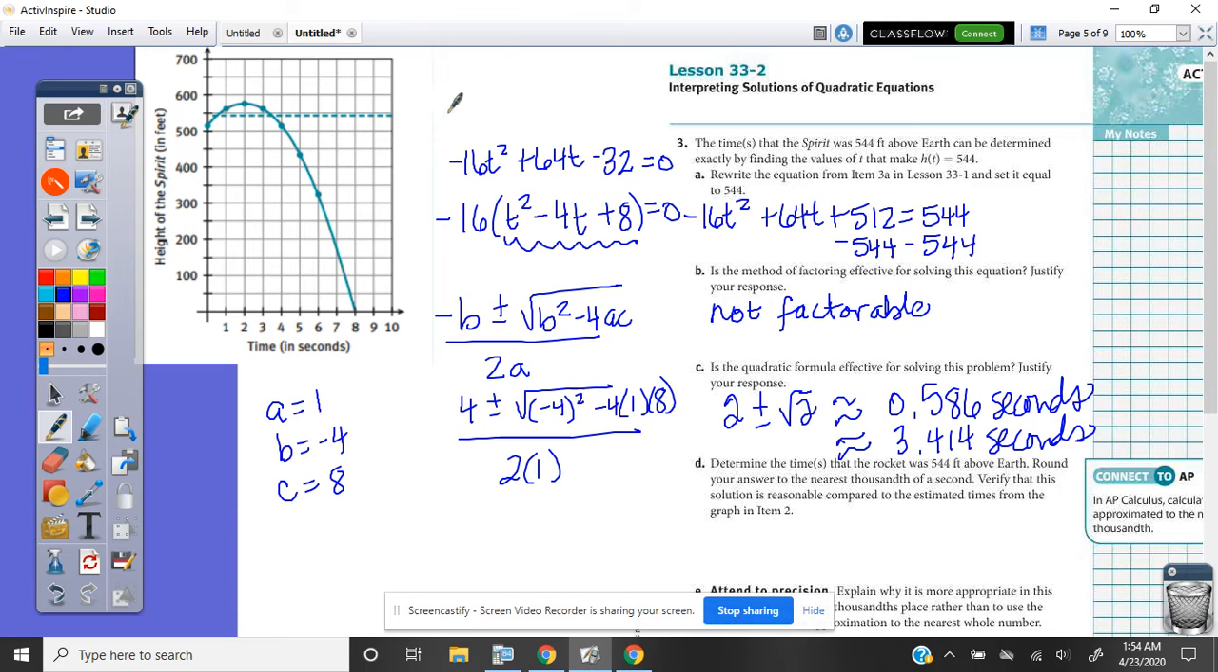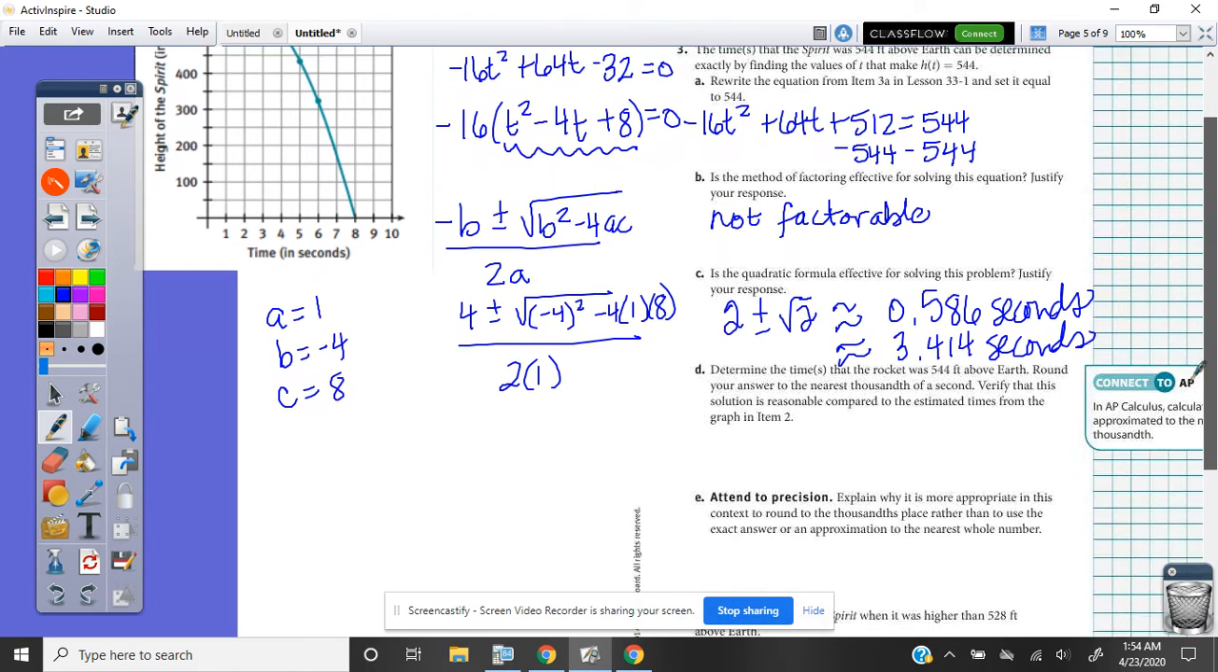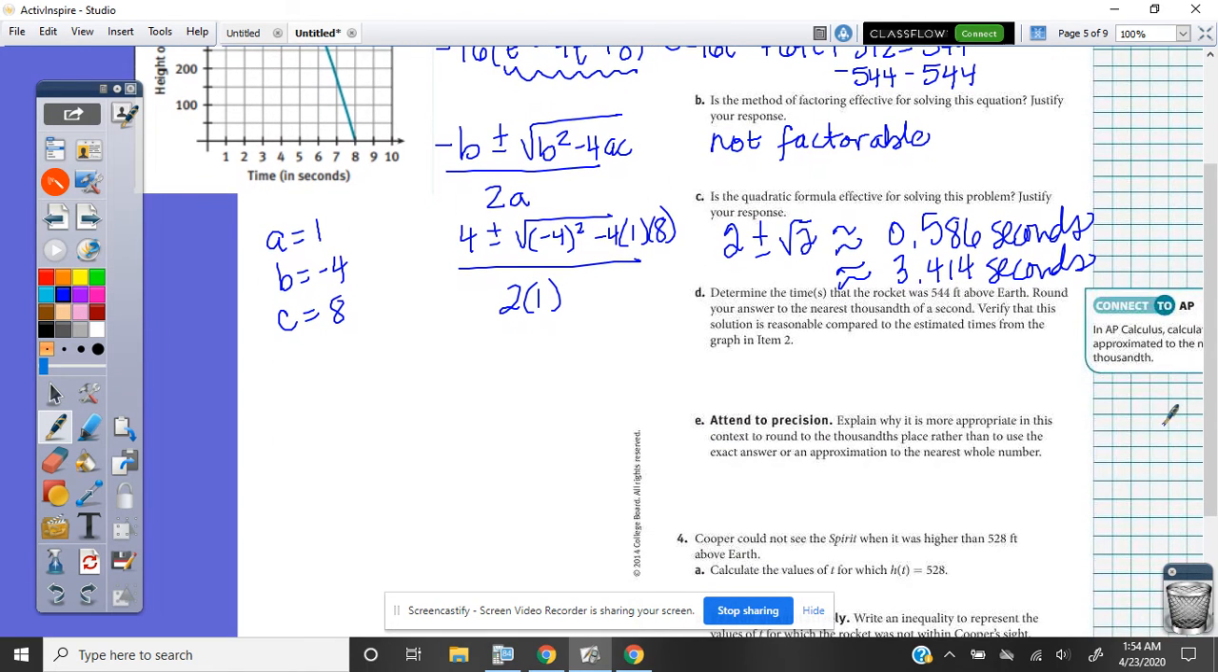So if we look at our graph, are those reasonable answers? All right. So why is it more appropriate to round to the thousandths place than to use the approximation or the exact answer? So if we round it, we can at least see on our graph what it means. If I'm using this exact answer, what does 2 plus the square root of 2 mean? Or 2 minus the square root of 2? I can't visualize that.